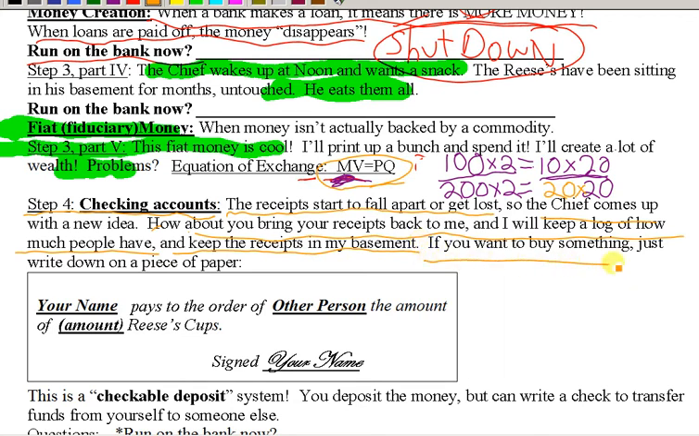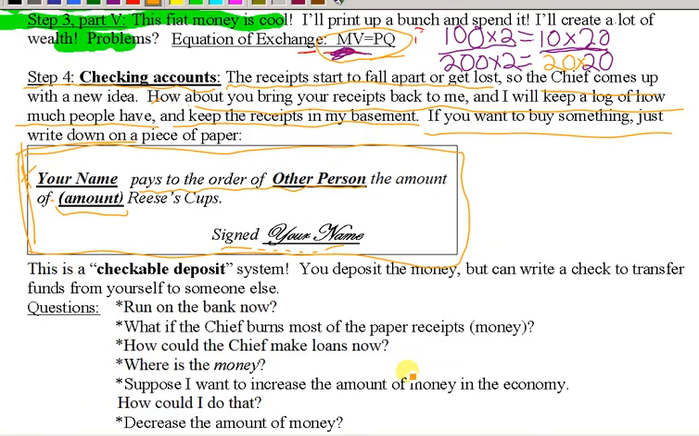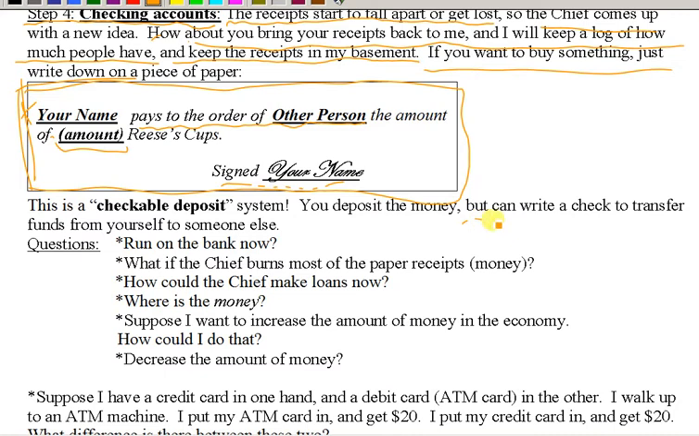So if you want to buy something, just write this down on a piece of paper. And this is really what a check is. It's not a special piece of paper. Legally, you can write a check on any old piece of paper, even a napkin, as long as it has your name, your account number, and this kind of phrase: your name, pay to the order of the other person's name, the amount of, write down the amount, and then sign it. And as long as they take that to the bank, that's a legal check. So this is what we call a checkable deposit these days. You deposit the money, but you can write a check to transfer funds from yourself to someone else.